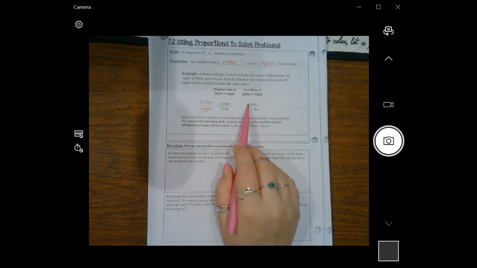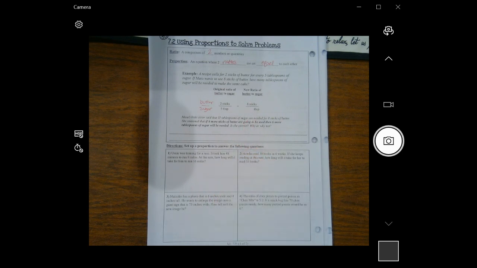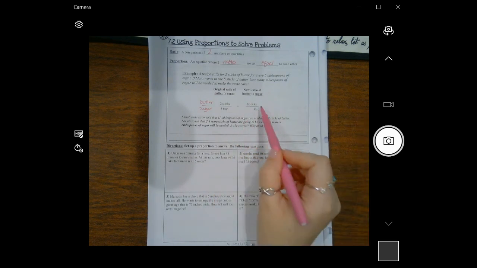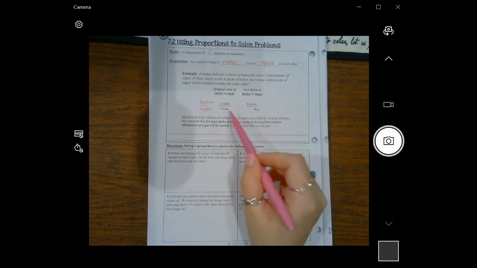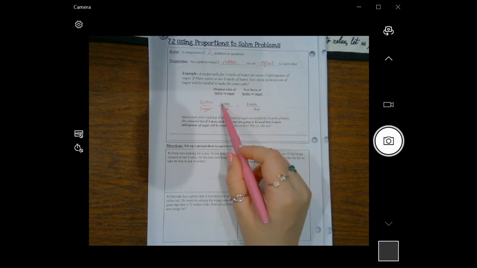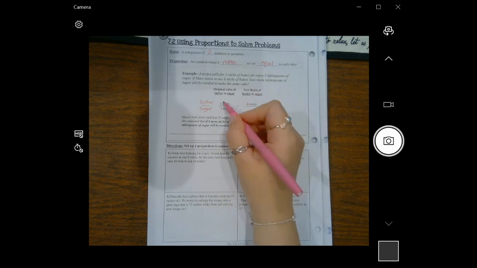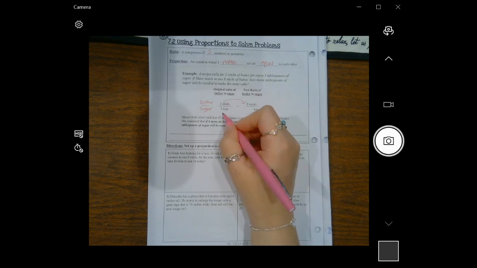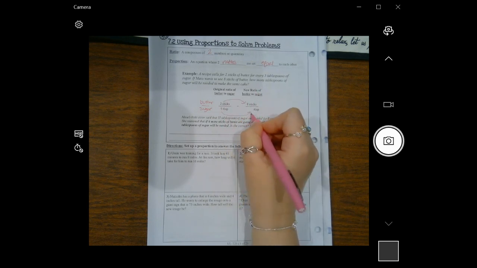Notice how I put the 8 here on top because it was talking about butter, and we want the ratio to be consistent, butter to sugar. Well, if this ratio or fraction needs to be equivalent to this, what did you do to the 2 in order to become an 8? Always move towards the direction of your unknown.